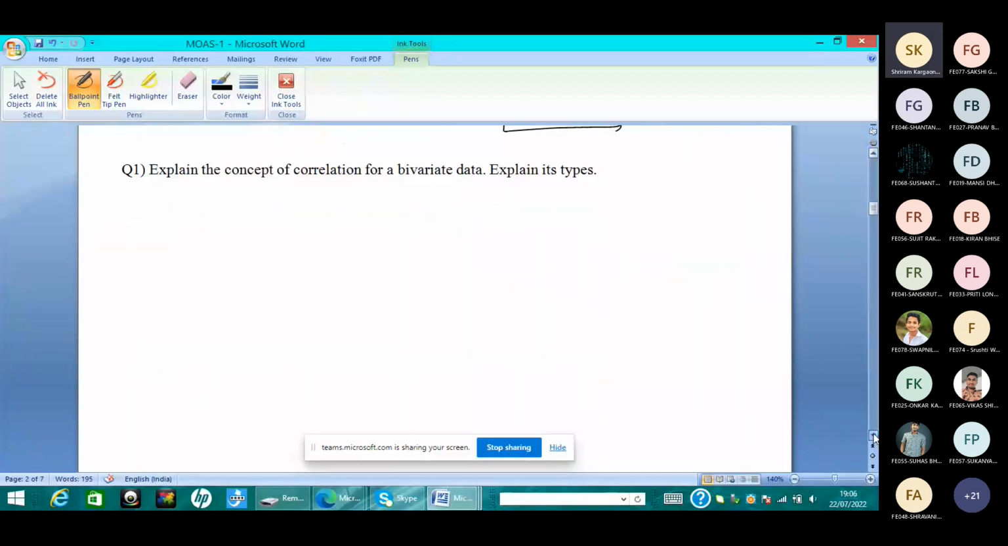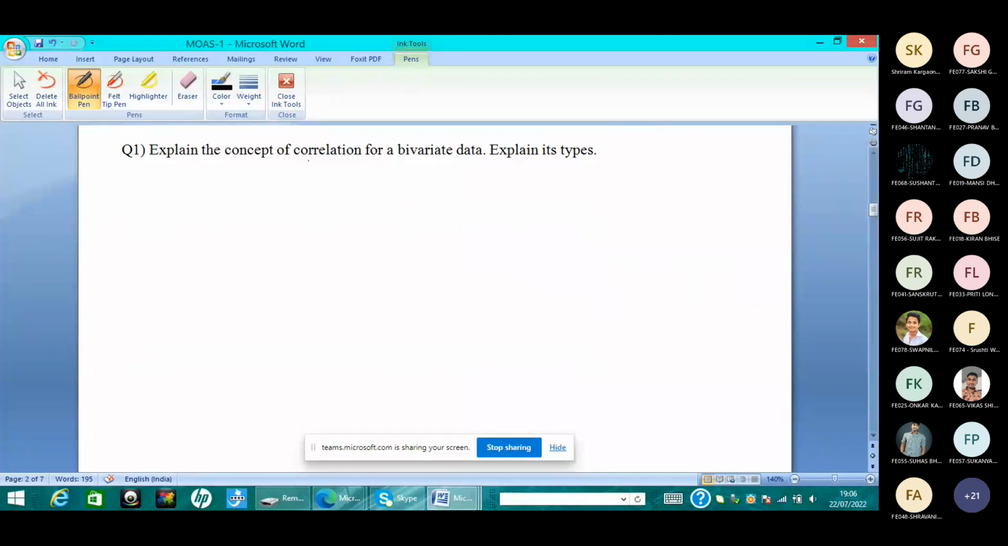Okay, thank you. So this was the question just now we have answered. Now you can write in your own words. Remember, when you write in your own words, that is the best thing. Not necessarily should you write word to word copy from any book or any notes. If you understand any concept, you can write in your own words. But the important thing is you should understand the concept properly.